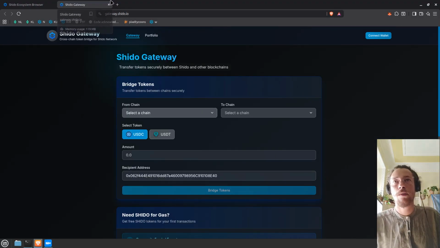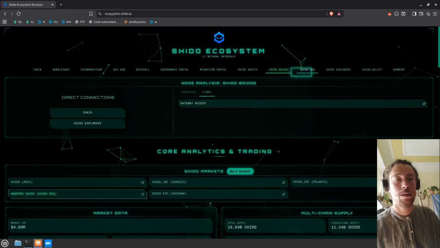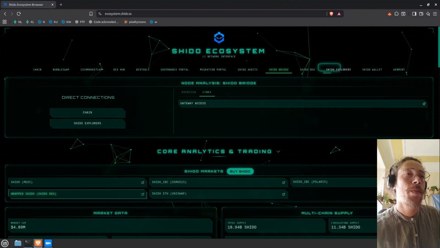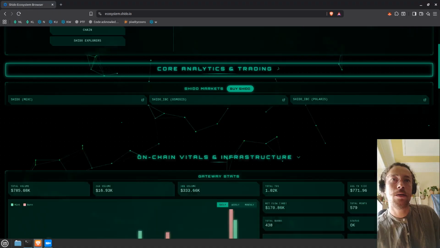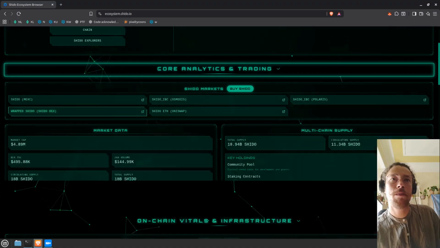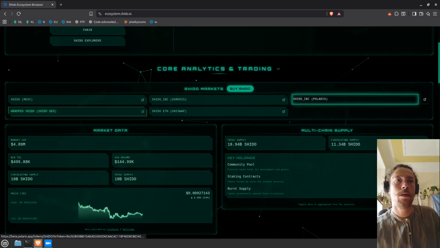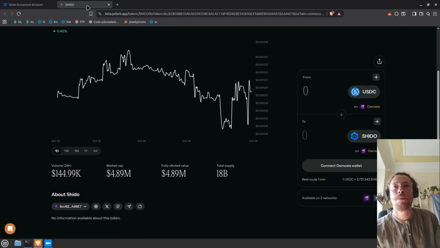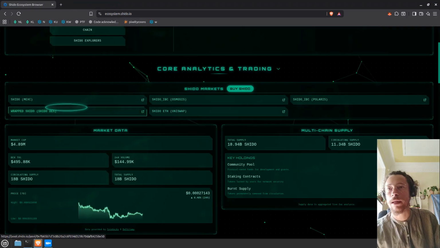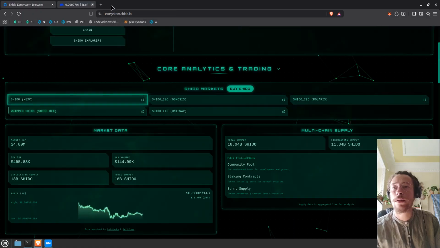Gateway.shido.io. The websites and subdomains are quite easy to remember, so it gets all neat and organized here at Shido. Each of these sections you can collapse or expand them. So in this case you can get information from all the markets. Let's check IBC, for example. It's quite handy if you'd like to get from the exchange, Mex. It's pretty easy to find all the links.